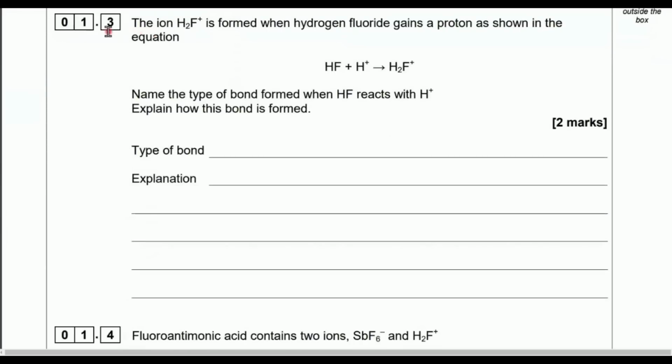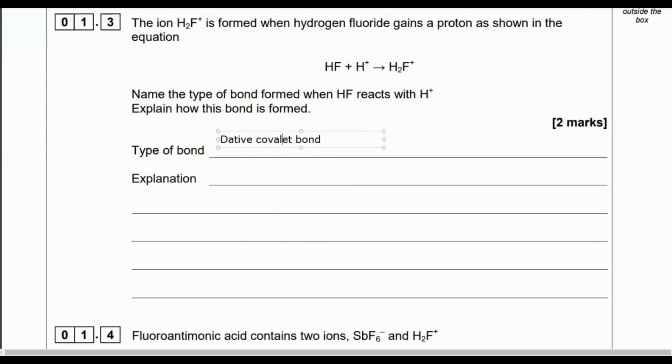The ion H2F plus is formed when hydrogen fluoride gains a proton, as shown in this equation: HF plus H plus goes to H2F plus. Name the type of bond formed when HF reacts with H plus, a hydrogen ion. Explain how the bond is formed. So we need to name this bond and explain it. This is known as a dative covalent bond.